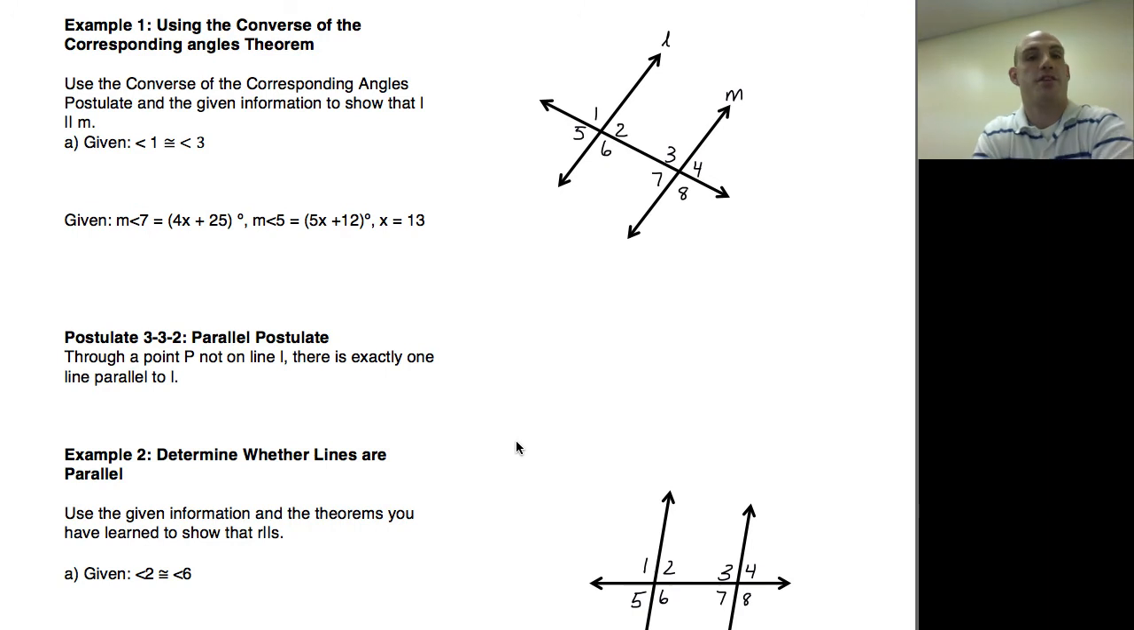See if you can do this one on your own. It looks a lot like the previous example, and so I want you to try to look through and justify why you said what you said. So go ahead and do these two on your own. You're going to see that the process is very similar.